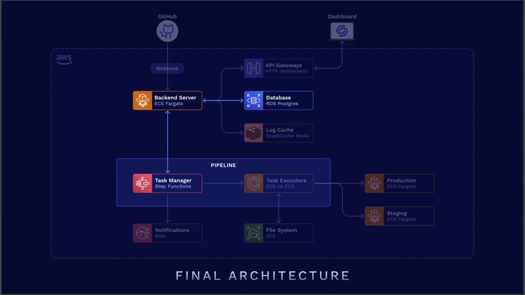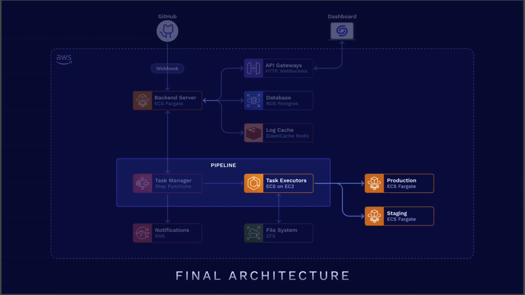It sends this data to the task manager, which is a state machine that's implemented using Step Functions. Now, the state machine actually executes each of the pipeline tasks in its own container using ECS on EC2. And all these containers share data with EFS. Finally, the updated service is deployed to staging and production Fargate clusters.